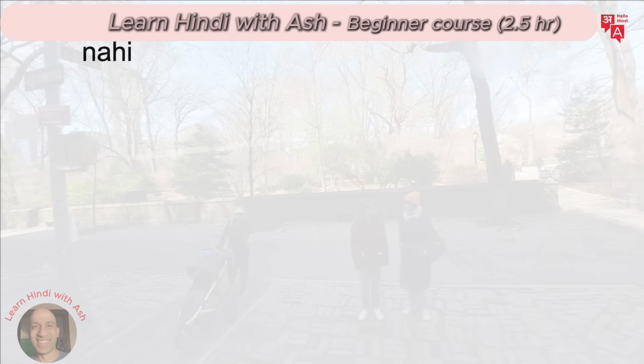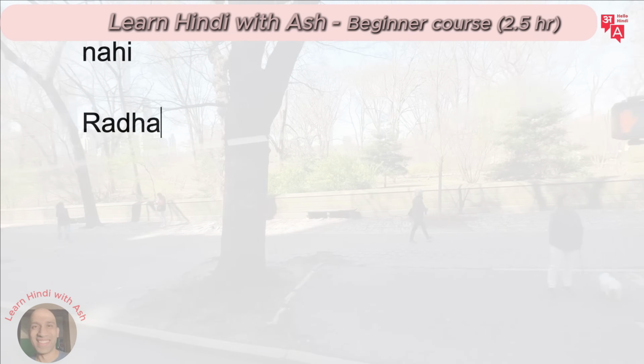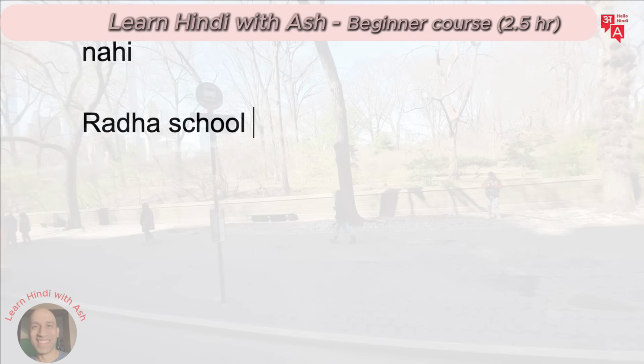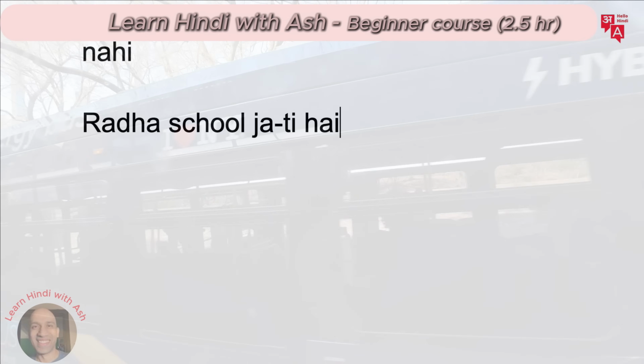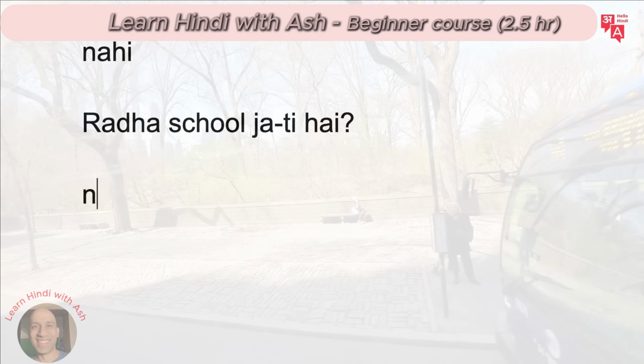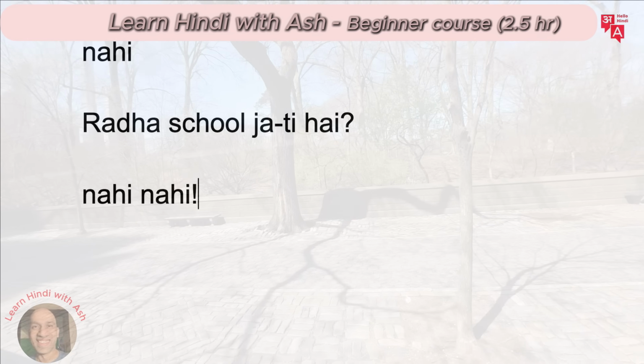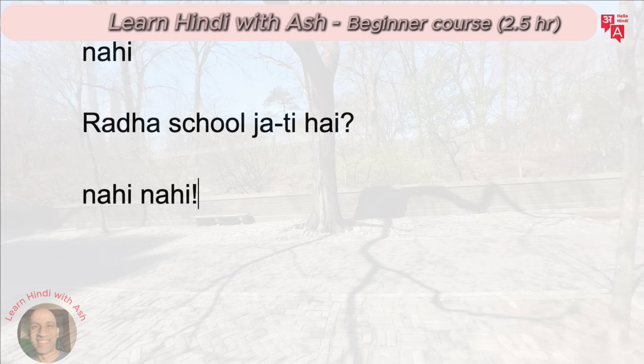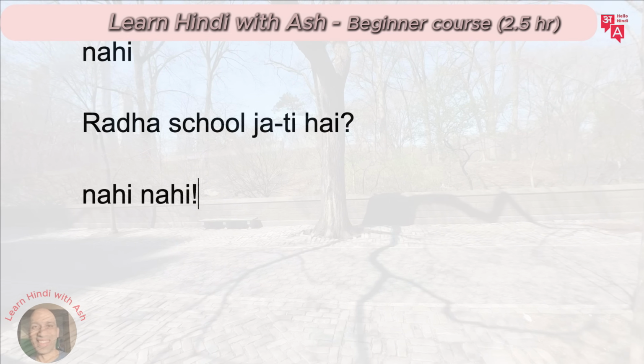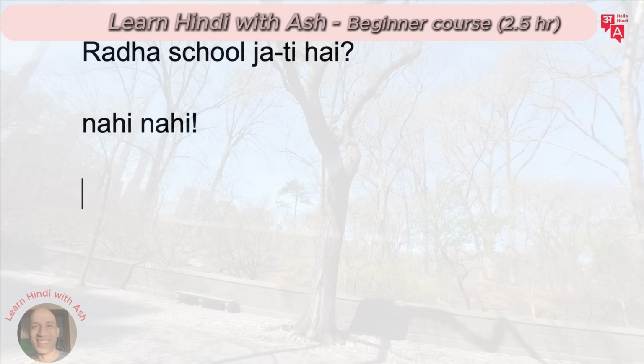Next one. Okay, so she doesn't go to the office. Then what can you say? So she goes to school. How can you say she goes to school? Radha school jati hai, right? Or Radha college jati hai. Any of these you can say. And then you say no. But you can have more human feeling and you can say nahi nahi. No. She doesn't go to the office. She doesn't go to school.